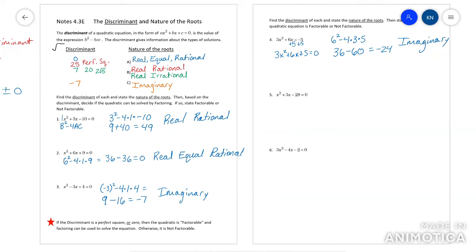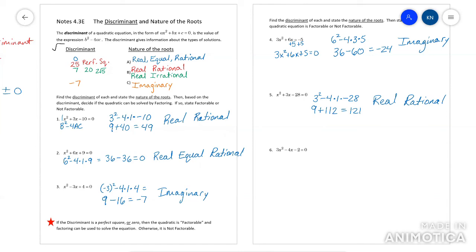Okay, number 5 here. The discriminant would be b squared minus 4ac. So that's 9. This -4 times 1 times -28 turns into a plus 112. So this is 121. 121 is a perfect square. That's 11 times 11. So since it's a perfect square, these are real and rational. Remember, it's only irrational if it's something not a perfect square, like 7, 11, 13, some of those numbers.